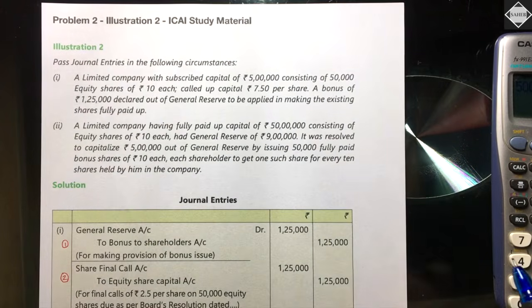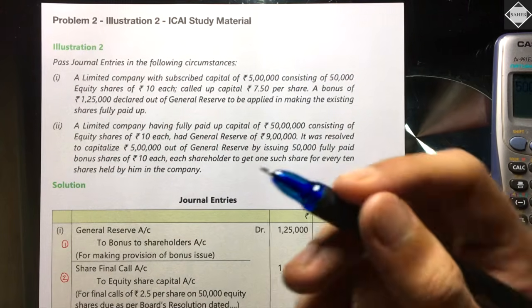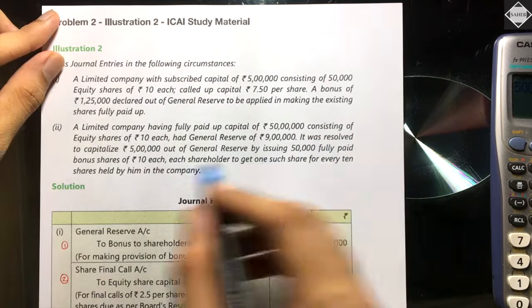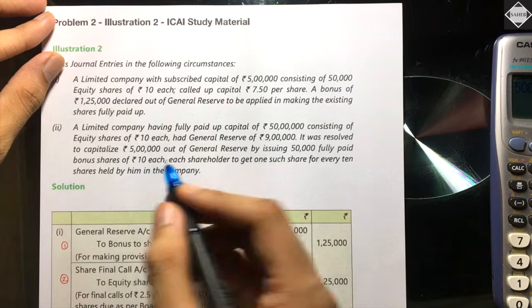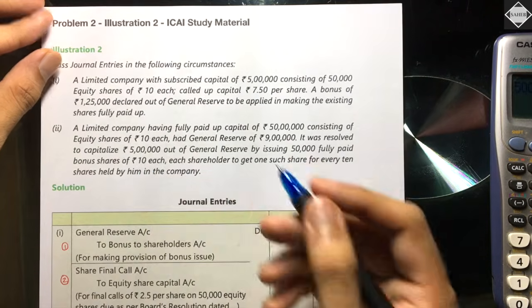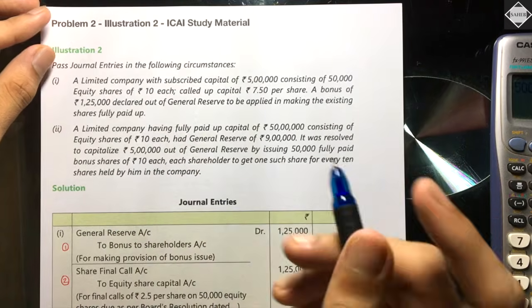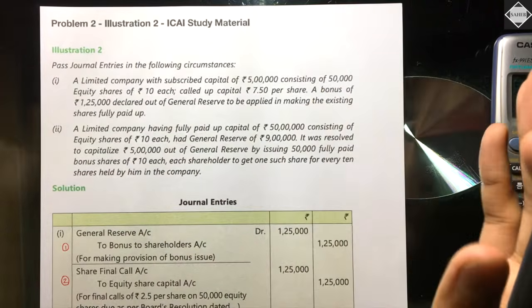This type of bonus, and the quantity of the shares under the bonus scheme is also directly given to you. How much? 50,000 shares. 50,000 fully paid up bonus shares they are saying, right? So 50,000 into rupees 10, that is 5 lakh. 5 lakh is the value of the bonus. Okay, so everything is given, you don't have to calculate anything, but still let's just calculate.